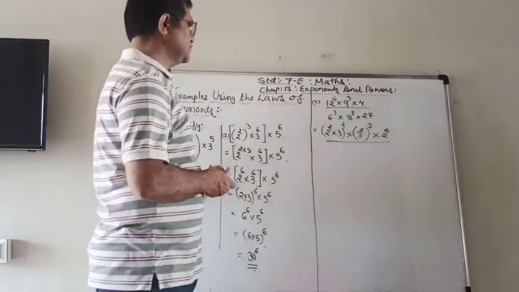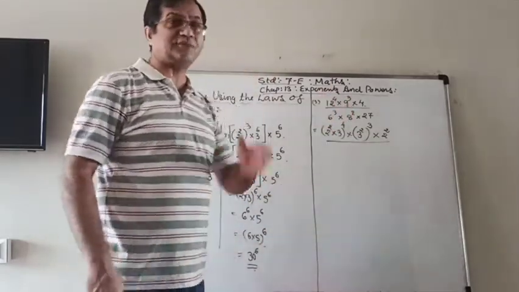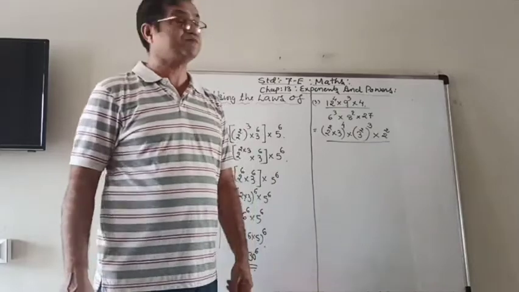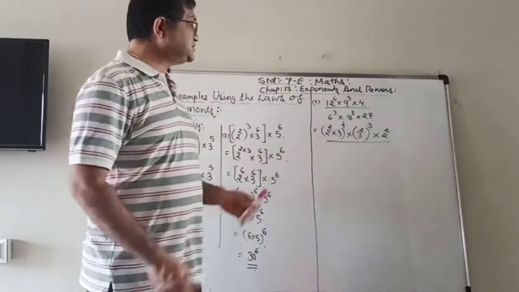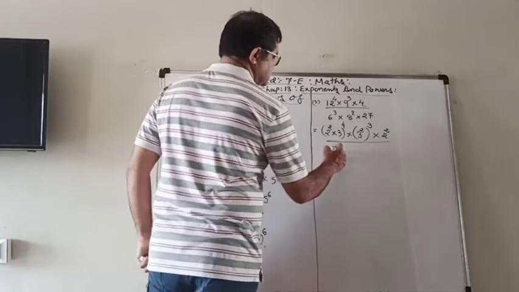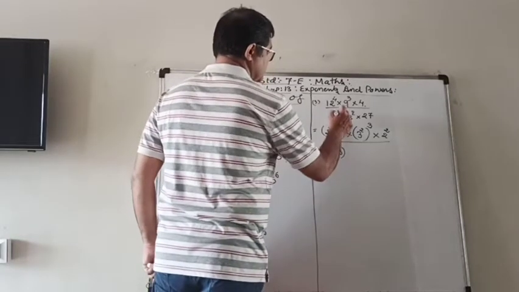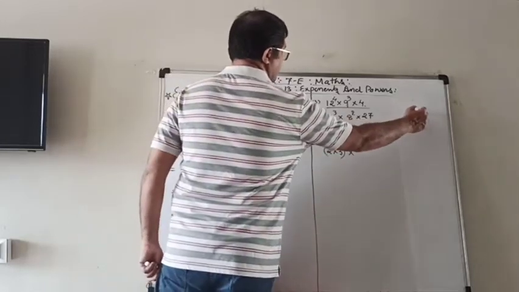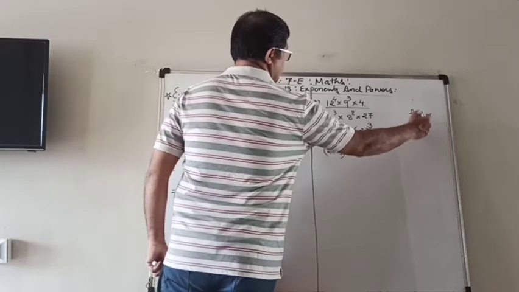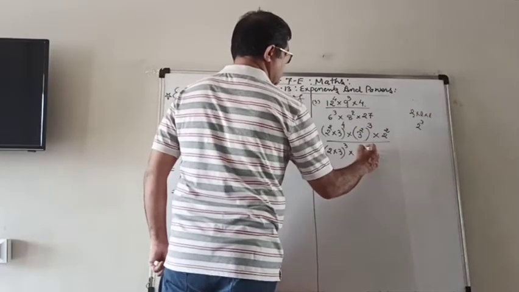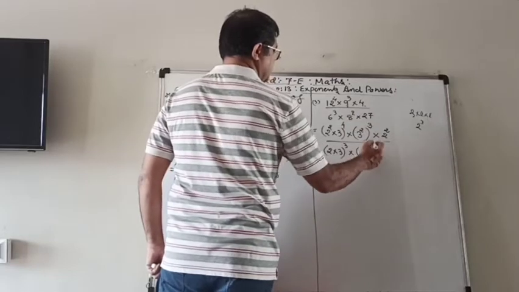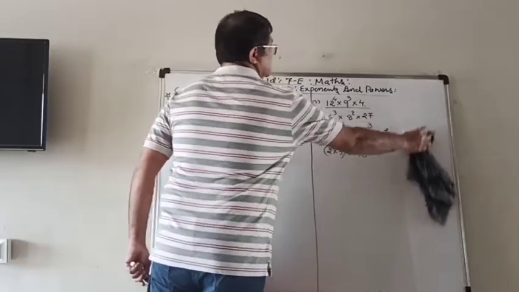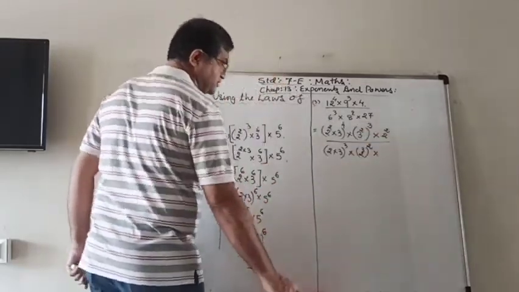So in the numerator, we convert them as powers of small bases, especially prime numbers as base. Now 6: 2 threes are 6. So 2 multiplied by 3, power 3. 8: 2 twos are 4, 2 fours are 8, means 2 cube. So in place of 8, we write 2 cube, and still more power. And 27: 3 threes are 9, 3 nines are 27, means 3 cube.